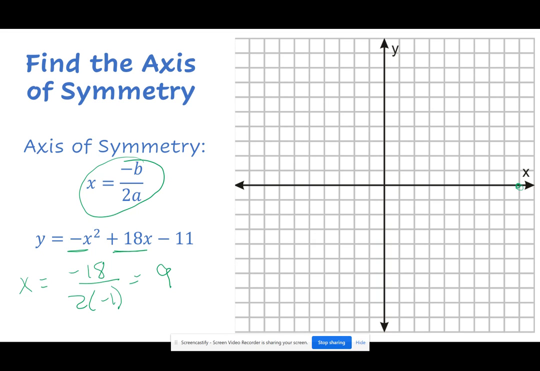So this is where 9 is on the x-axis. This isn't necessarily our y value, but our axis of symmetry will go straight through this line. And so your vertex will be somewhere on that line. You could find it by, again, doing option 1 or 2. But right there is our axis of symmetry. It goes straight vertically through our vertex.